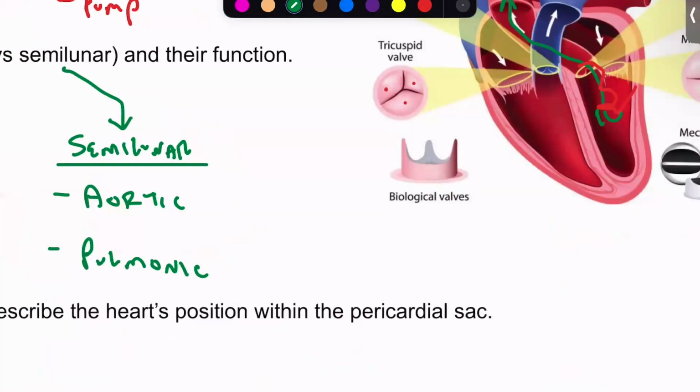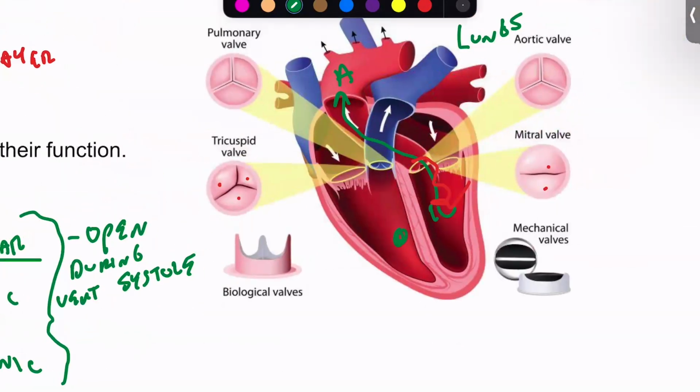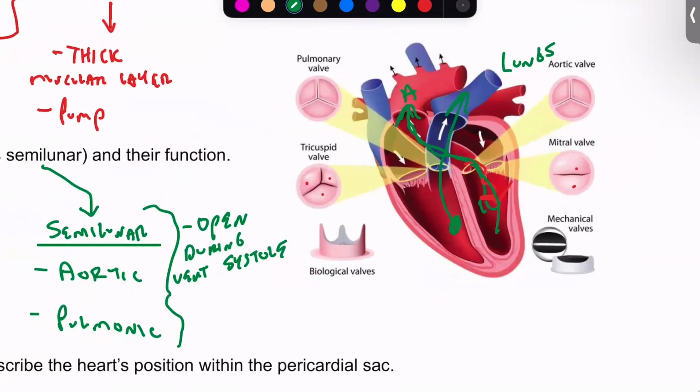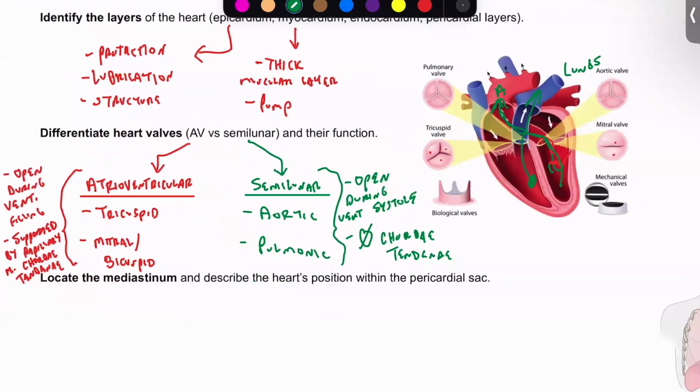Okay, and then for our semilunar valves, these are going to want to be open during ventricular systole. And you want these open because if the blood is here, you want these valves to be able to be open so that we can pump blood to the aorta and the pulmonic arteries. And then just a side note, there's no chordae tendineae on these. None of those little hair-like structures.